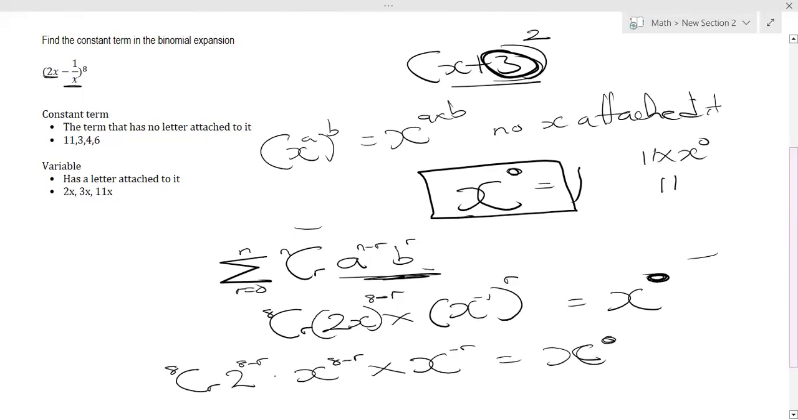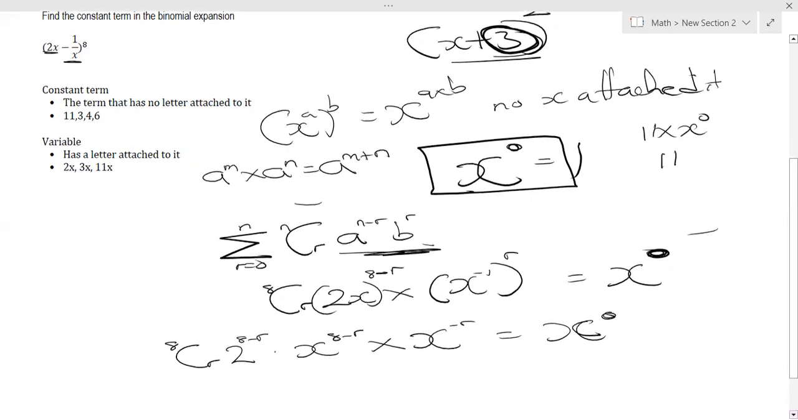So we have to find our r. Again, using the law of indices, we have a raised to power m times a raised to power n is a raised to power m plus n, right?